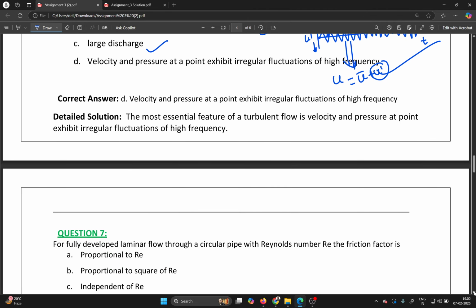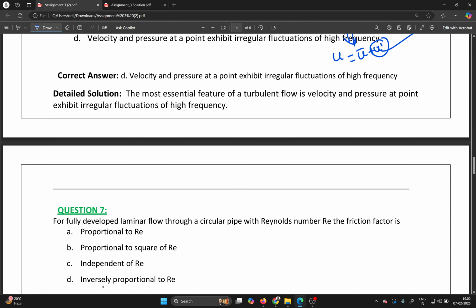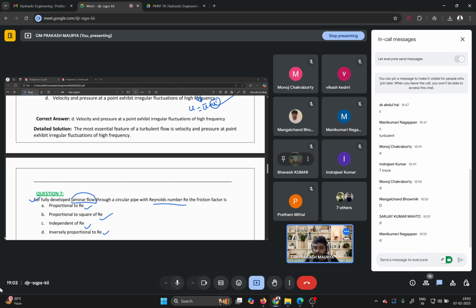Next question is question number 7. For fully developed laminar flow through a circular pipe with Reynolds number Re, the friction factor is proportional to Re, proportional to a square of Re, independent of Re, or inversely proportional to Re. So what is the meaning of fully developed? I'll discuss here. But before my discussion, please try to give your answer in the chat box for question number 7.